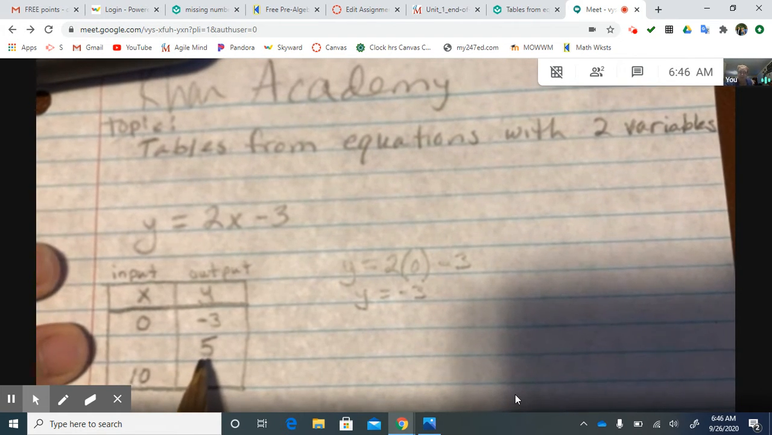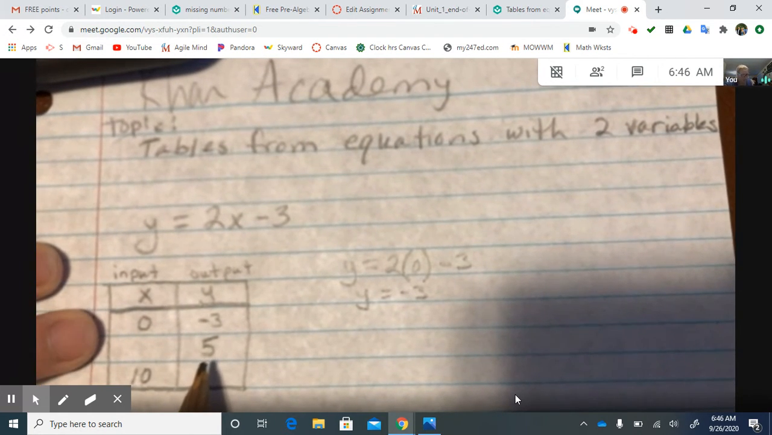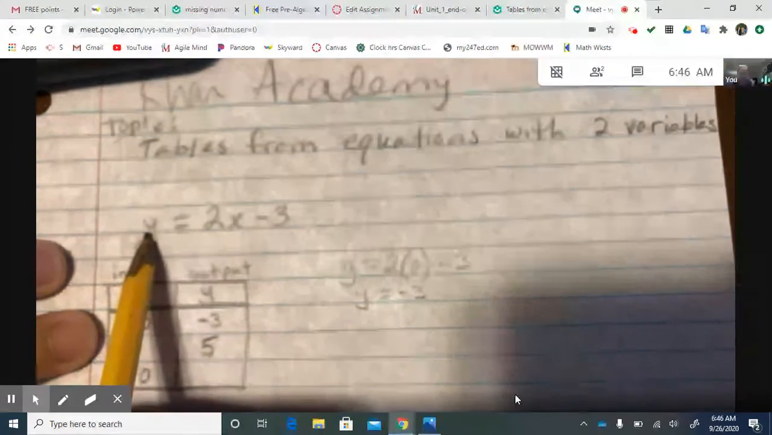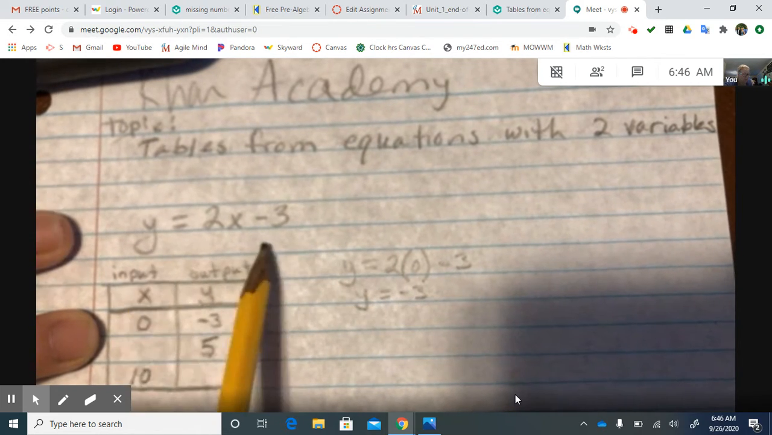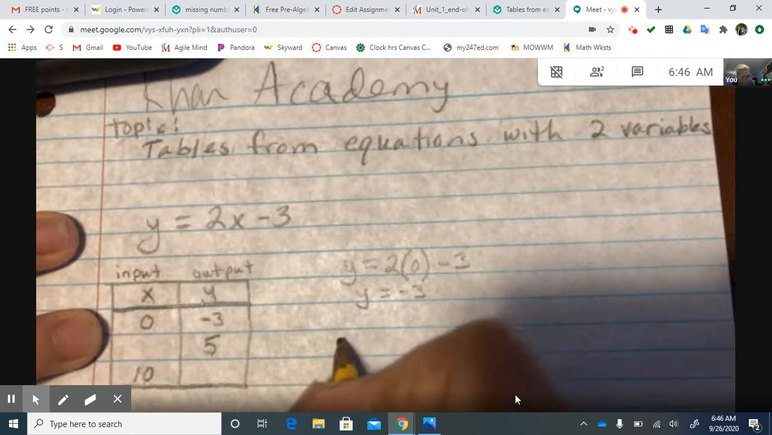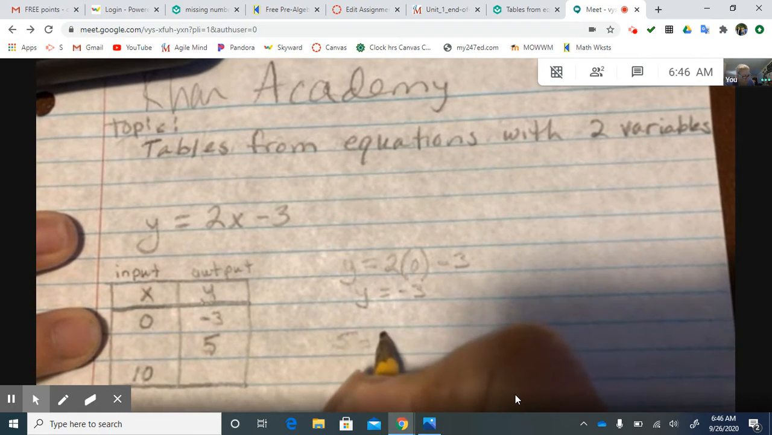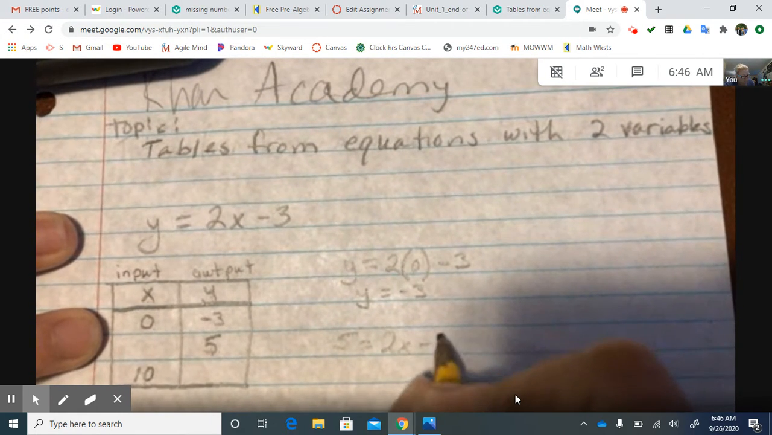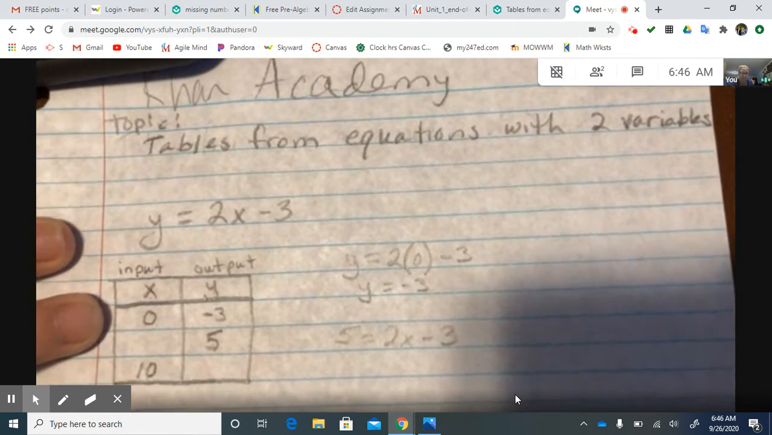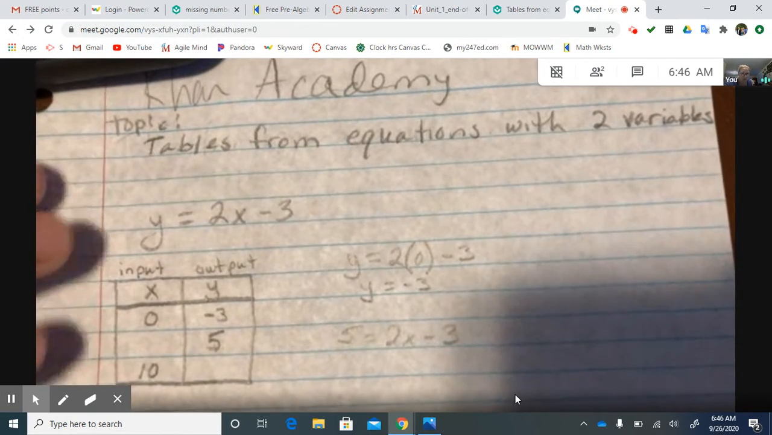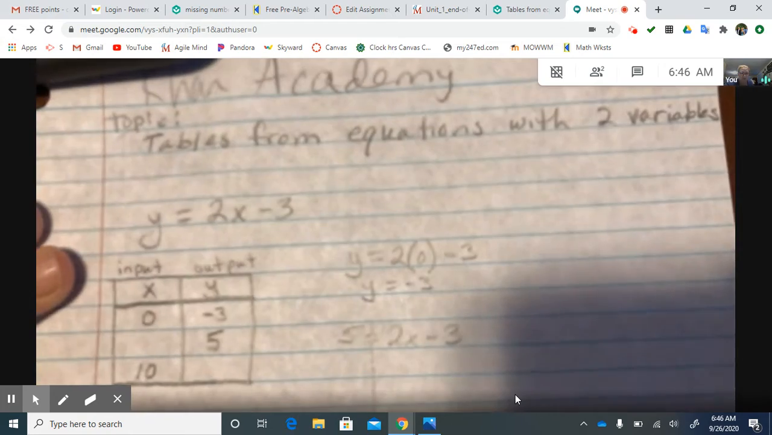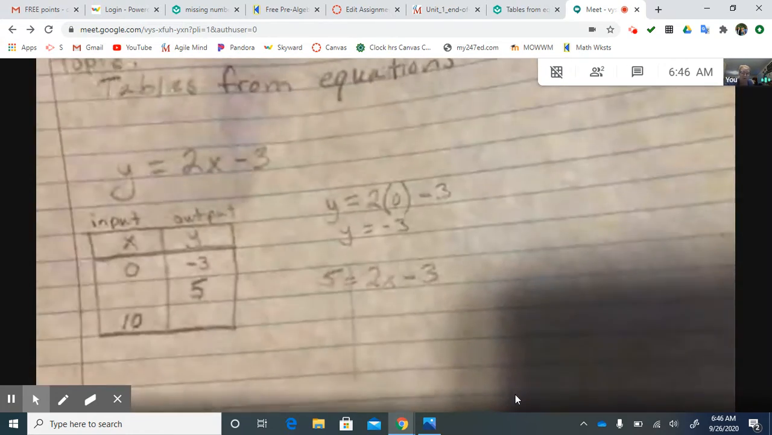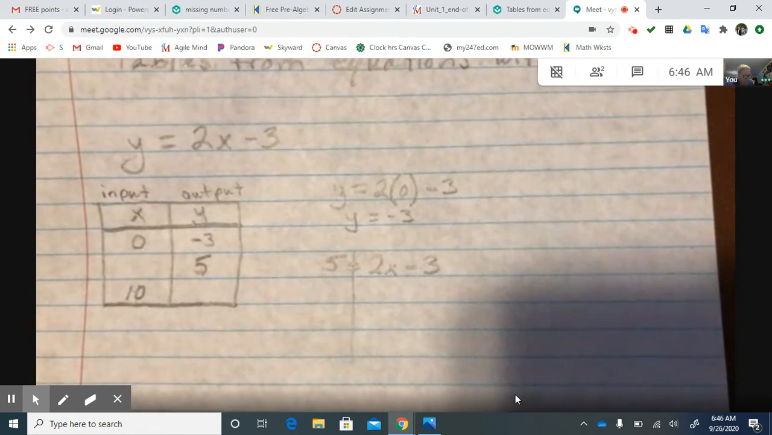All right, this time we have our output. We have what Y equals. So we're going to take the 5 and put it into the equation for Y. It says Y is 5, so I'm going to rewrite the equation, putting 5 in for Y. Okay, this is one that we're going to have to solve algebraically. So draw your line down from the equal sign so you can clearly see which side is which.